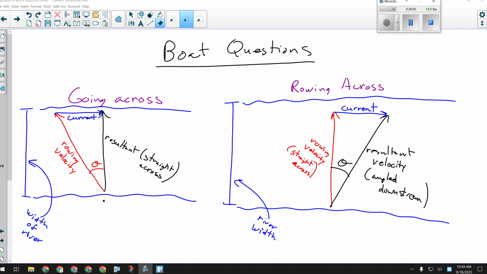You're going to get similar numbers, but you have to read the question and look for words like rowing across, or you want to end up straight across. Things like that can help to indicate what kind of question it is, so you can draw the diagram appropriately. Okay? All right, does anyone need that up anymore?